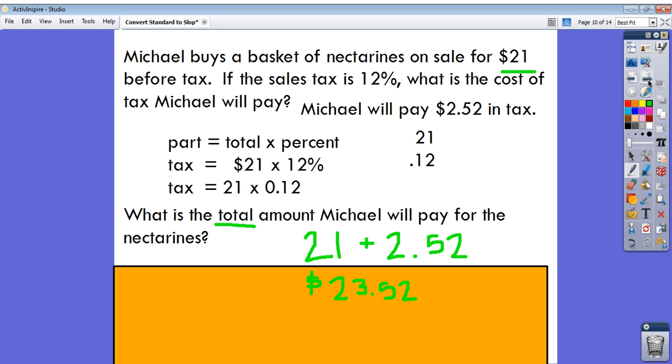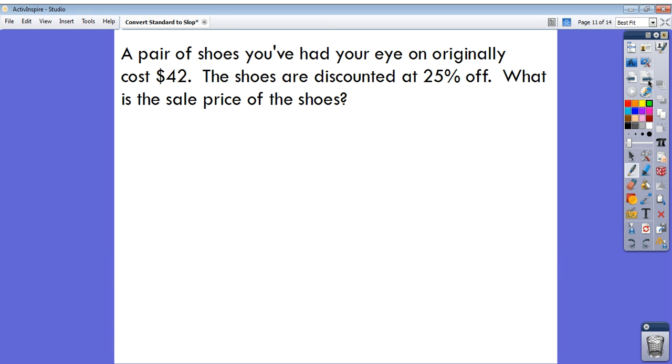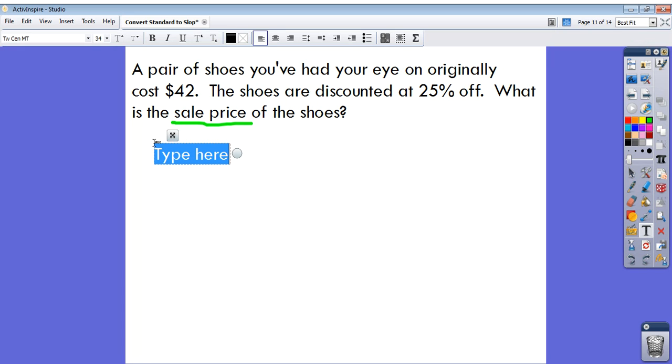Let's take a look at one more. A pair of shoes you've had your eye on originally cost $42. The shoes are discounted at 25% off. What is the sale price of the shoes? Well, you know that when something's on sale, you're going to take some money away from it. So my original cost here was $42, and I want to take away that 25% off. That's my discount, and that's going to give me my sale price.